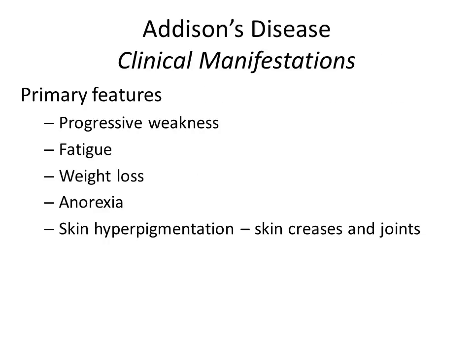The primary features are progressive weakness, fatigue, weight loss, anorexia, and hyperpigmentation over the skin creases and the joints. They have orthostatic hypotension, because they don't have enough. A lot of the problems are related to their blood pressure. If we don't have aldosterone, we're not holding on to sodium and water, so we're spilling sodium and water. So we're going to have hyponatremia and hyperkalemia, because we spill sodium and water and hold on to potassium. If I'm not holding on to sodium and water, I'm at risk for orthostatic hypotension.